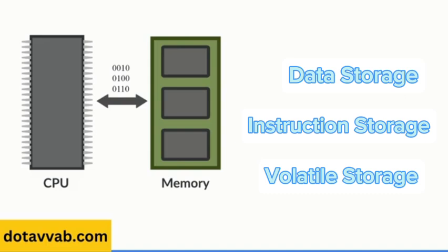And lastly, memory does volatile storing. Volatile or temporary storage is just like our short-term memory. In volatile storage, memory holds the data that the CPU is processing and working on.